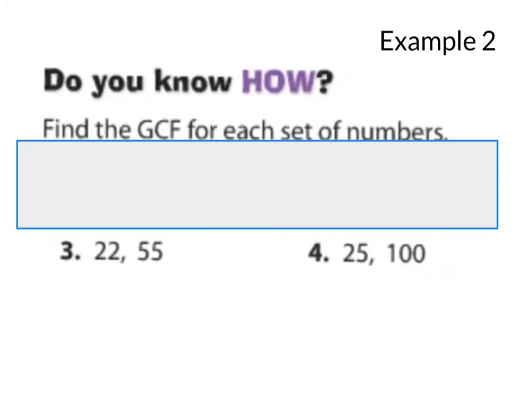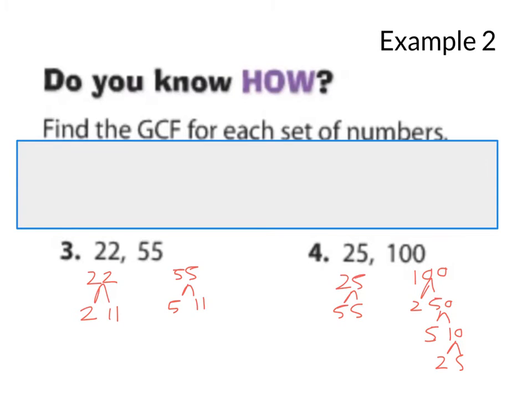So we're on numbers 3 and 4 for example 2. Please try these on your own. And the answers are coming in 3, 2, 1. Alright, so I'm specifically looking for the greatest common factor from these 2. I see a 2, there is no 2 over here. I see an 11, there's an 11 here. I'm going to write down my 11. That's the only thing in common, therefore the greatest common factor of 22 and 55 is 11.